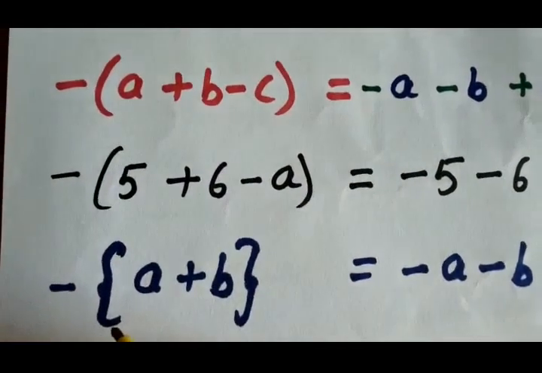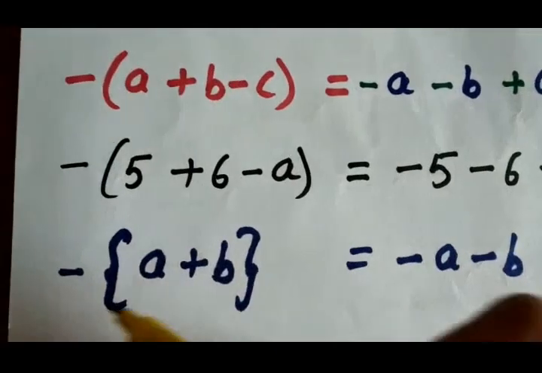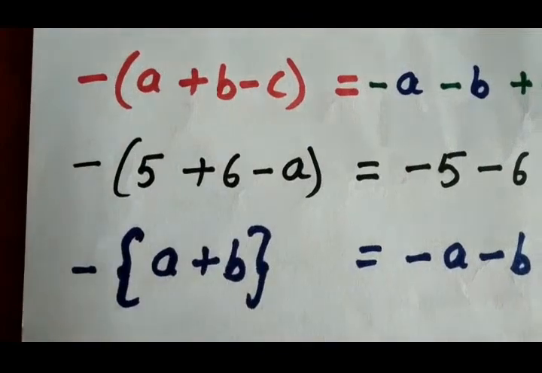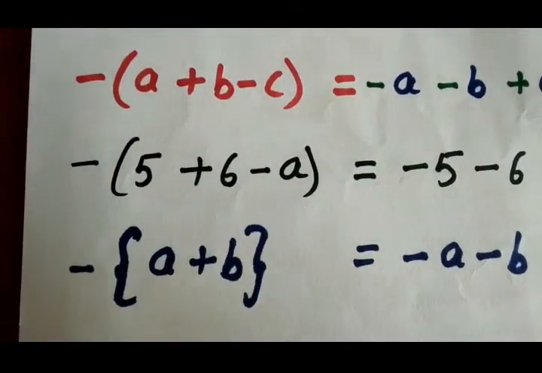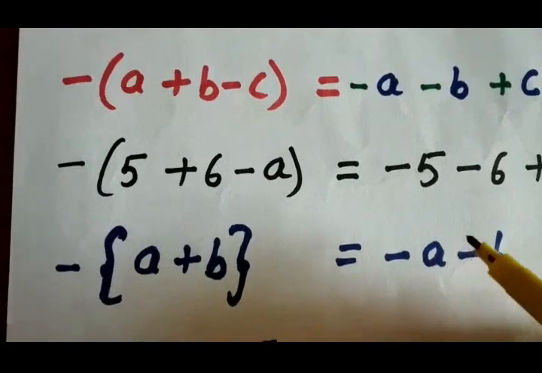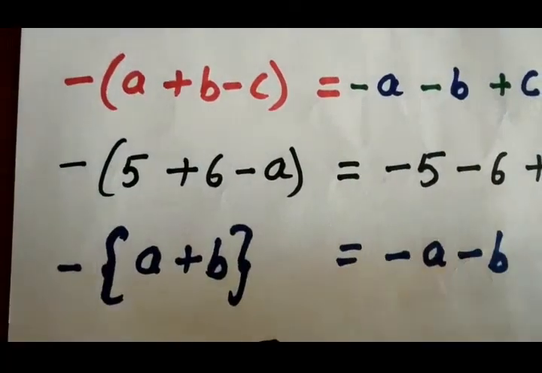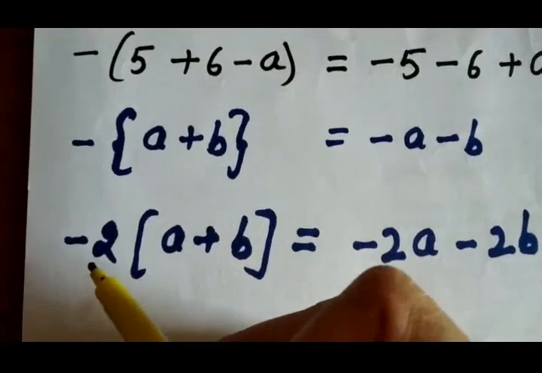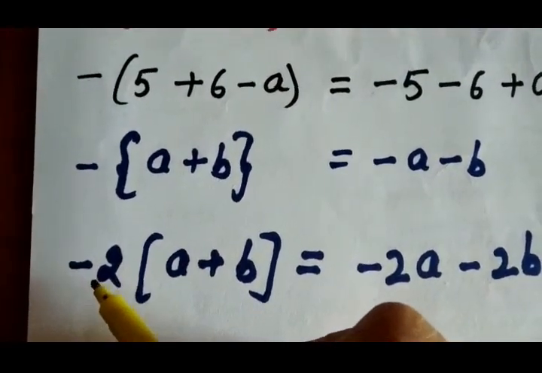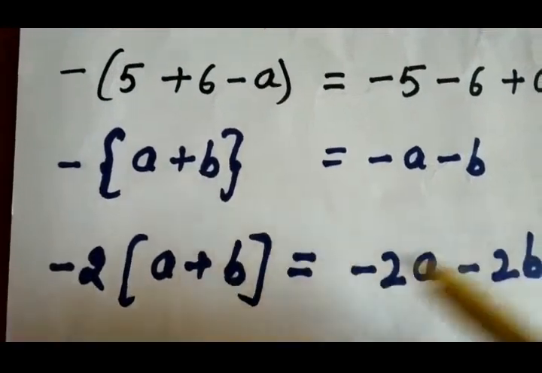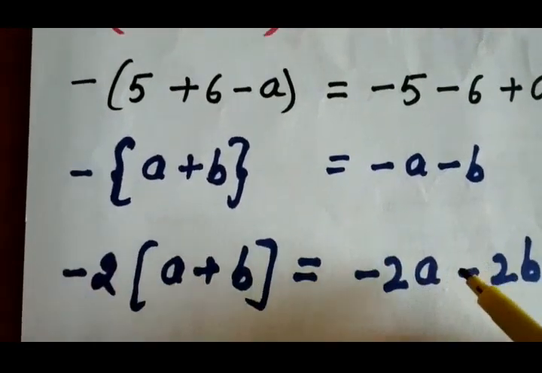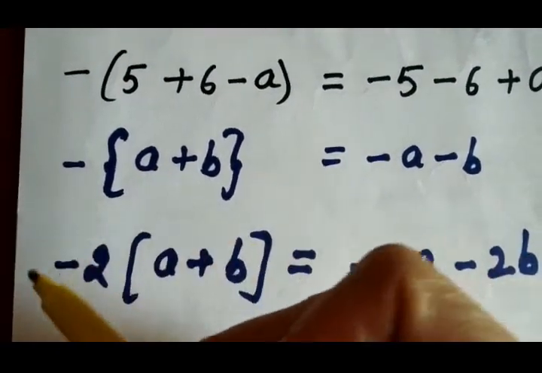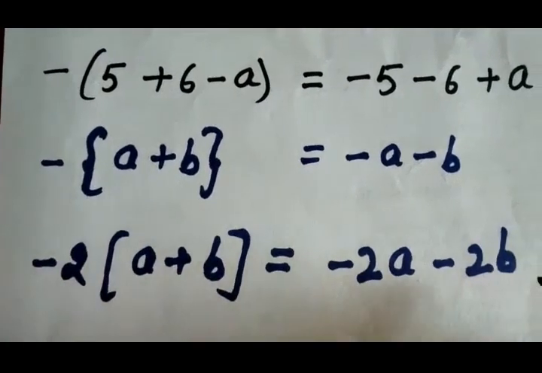And see, this is curly bracket. Same thing we have to do: when the negative sign gets multiplied inside the bracket, the sign of each term inside the bracket will get changed. Positive sign will become negative sign and negative sign will become positive sign. Minus a minus b. Now next we can take square bracket. Suppose that we are multiplying minus 2 inside the bracket. So what we will get? Minus 2a, then minus 2b. This 2 is also multiplying with all the terms inside the bracket, and negative sign is also multiplying with all the terms inside the bracket.